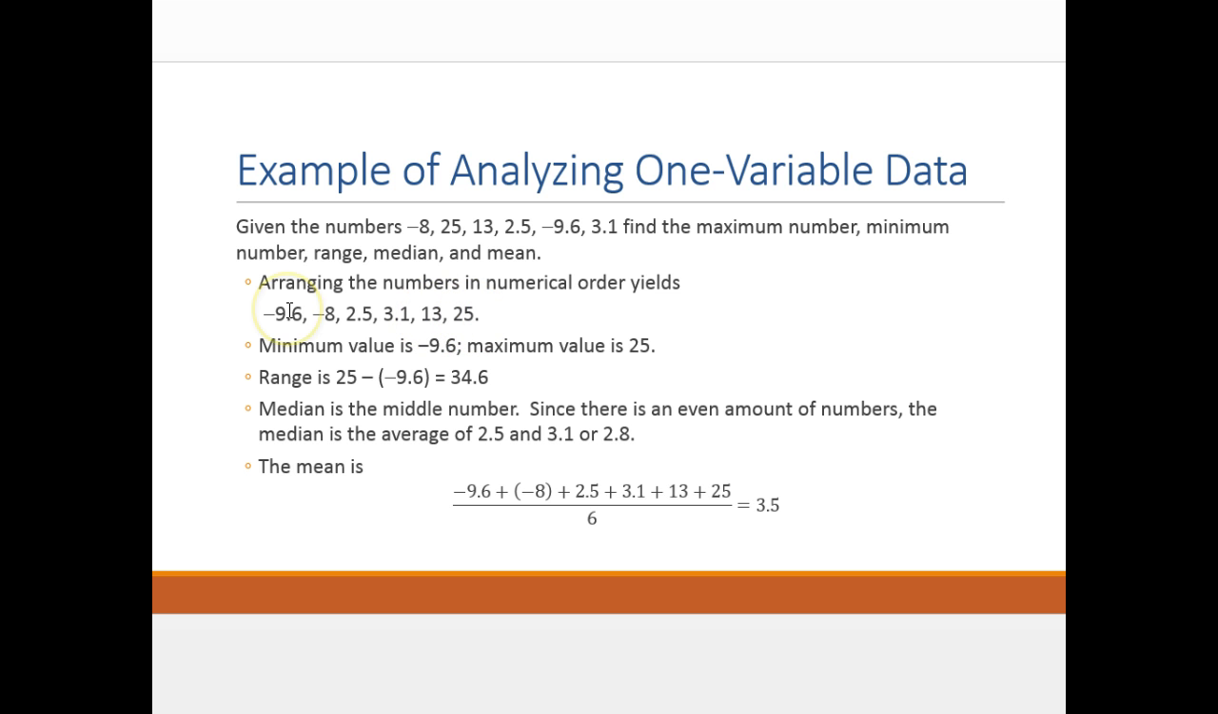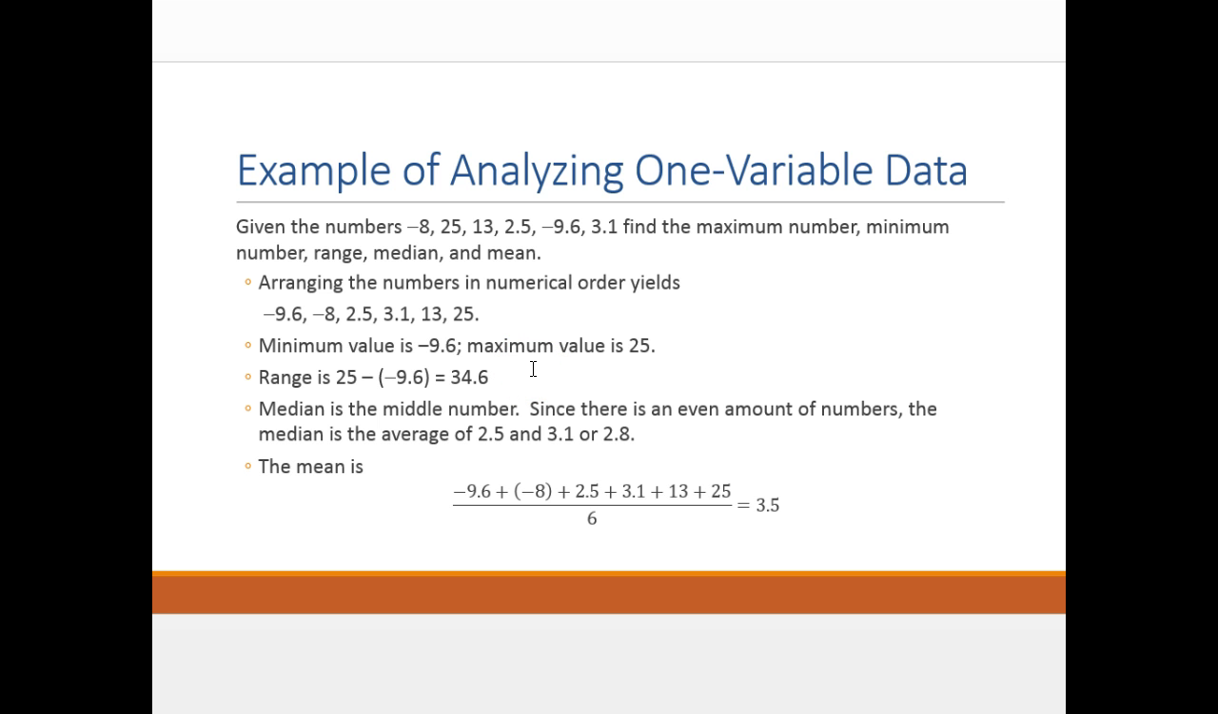When we do that, we quickly see that the minimum value is negative 9.6. The maximum value is 25. To get our range, that's simply your maximum minus your minimum. Just need to remember to distribute the negative sign. So this is 25 minus negative 9.6, which gives us 34.6.